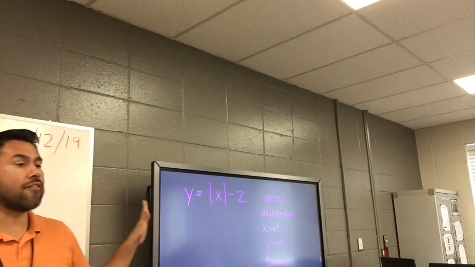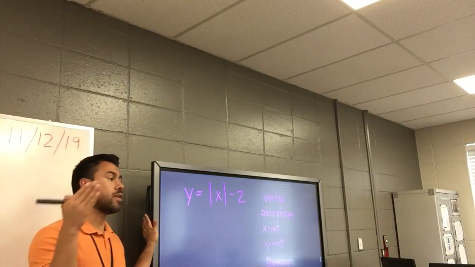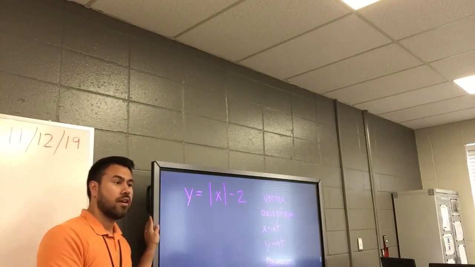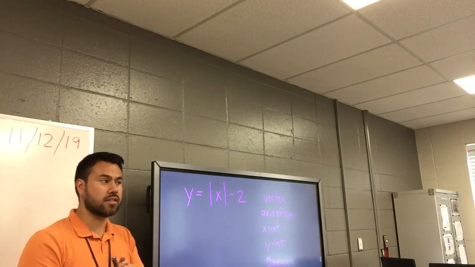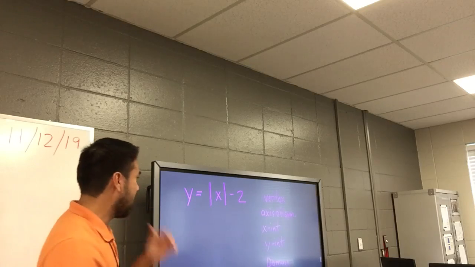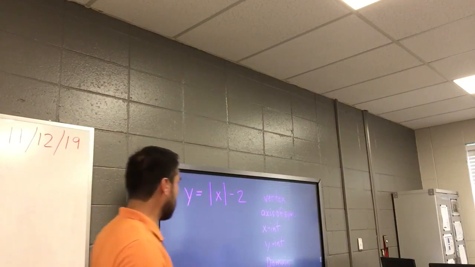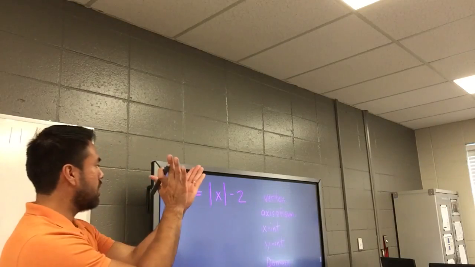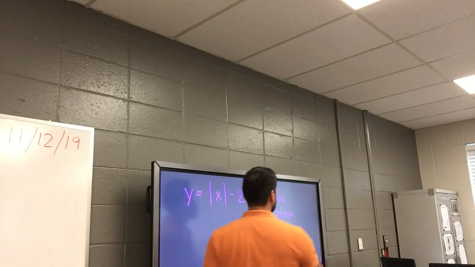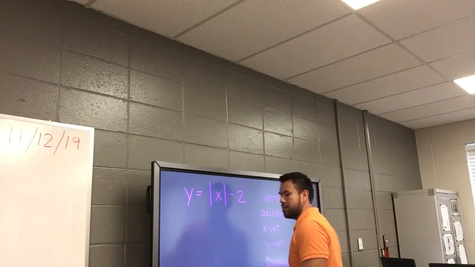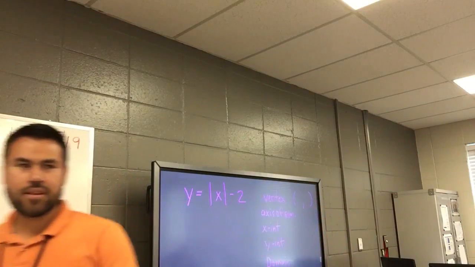Did we graph anything? No. Did we put a table for anything? No, but you still have enough info to figure out what the vertex is, and the axis and all those other things. It opens upward, and then it has this little -2 going on here. To find the vertex, which is an ordered pair, I want to make sure. 0, -2.